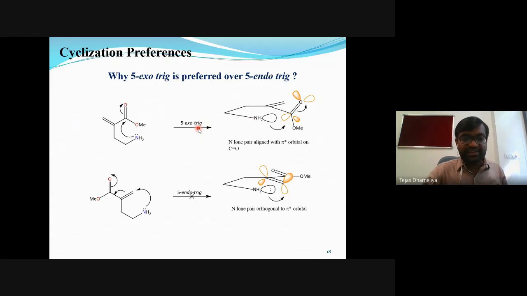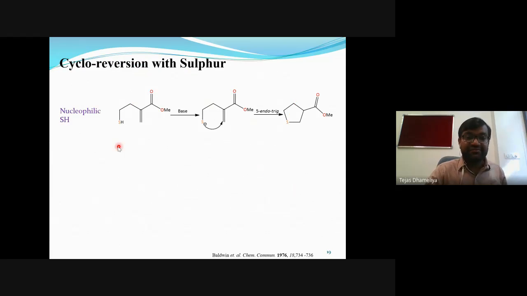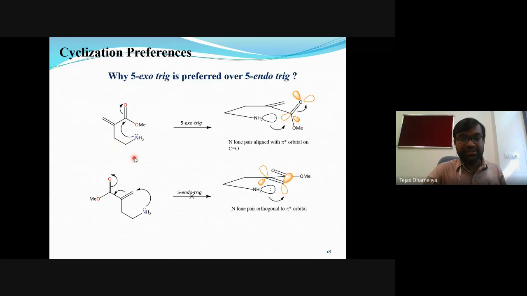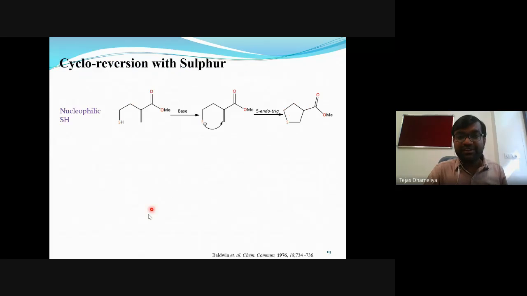Okay. So here there is nitrogen and here is sulfur. So 5-endo-trig was not favorable in case of nitrogen, but the same was favorable in case of sulfur. This has been reported in this paper of 1976. Why? Because sulfur is an element of the second row of the periodic table.